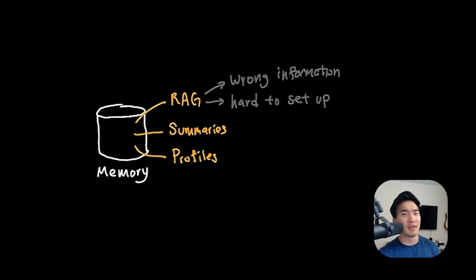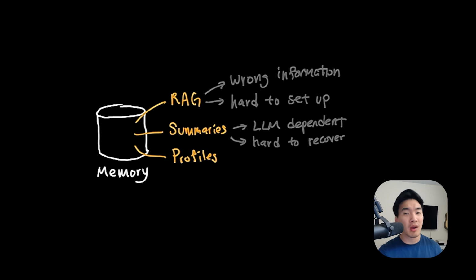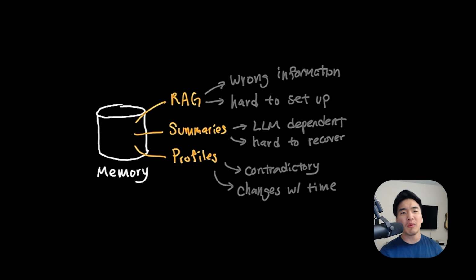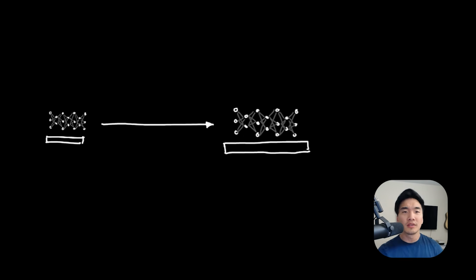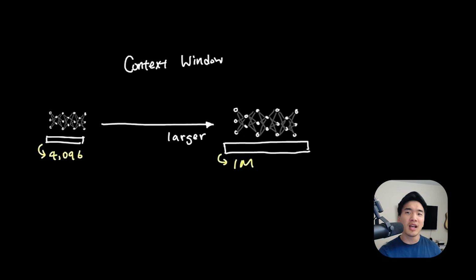Summaries are lossy because they rely on the LLM to decide which details are worth preserving. If the summary drops one detail that matters later on, the agent may not be able to recover it properly. And profiles can become stale and contradictory in some cases because user behavior changes over time. Something that was true last month may no longer be true today, but the system still needs to treat it like a permanent fact.